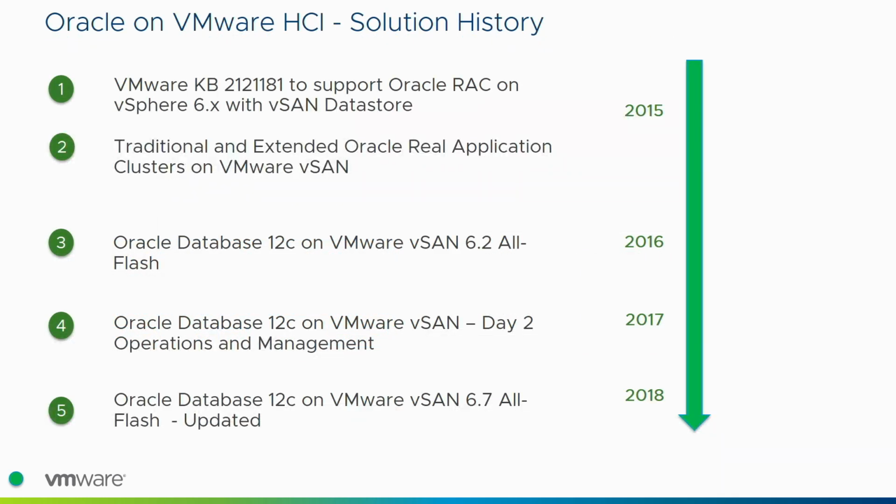Those are deliverables we've been working on starting from 2015, from the hybrid cluster to now the all-flash cluster. Recently we released Oracle Database 12c on VMware vSAN 6.7 with a high-performance version as well as high-performance hardware. I'm going to introduce the test cases and the testing we've done, and share the results with you. Okay.